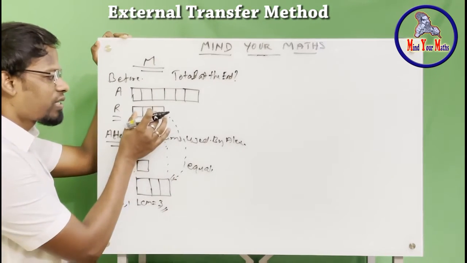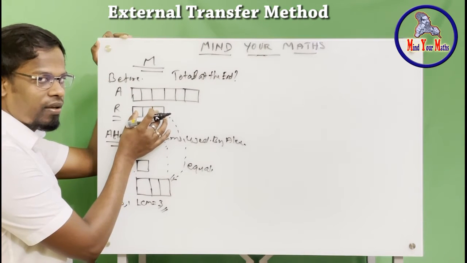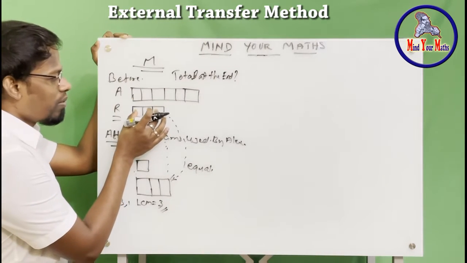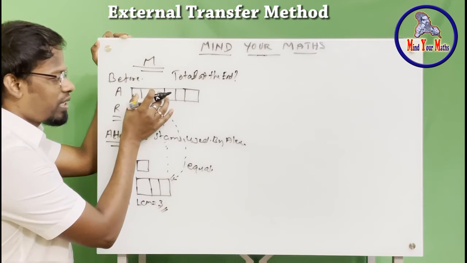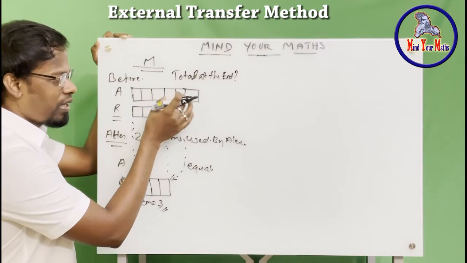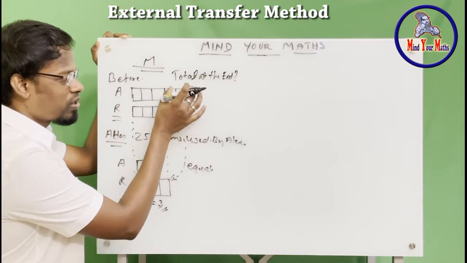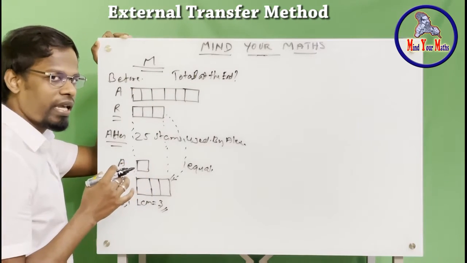Yeah, so that is why we split into 3. Got it? So now, because this is equivalent to this size, we split that also into 3, and this one is equivalent to this one, so we split that into 3 as well.